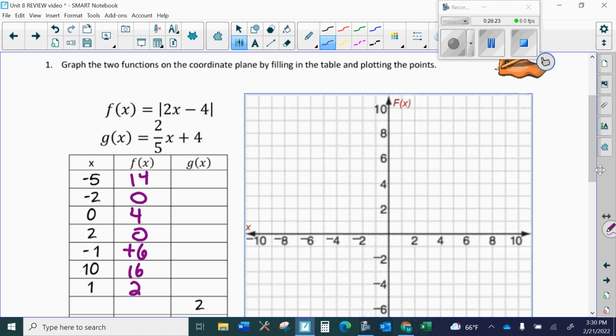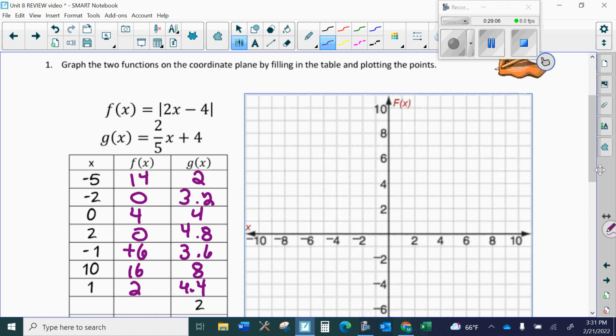For the g of x now, thinking -5, that's going to make it -2 plus 4 is 2. -2, it's -4/5 plus 4 is 3 1/5 or 3.2. 0 is going to give me 4. 2 is going to be 4 4/5 or 4.8. -1 is 4 minus 2/5, which is 3 3/5. 10 would be 4 plus 4 is 8. Okay, 1 is 4.4.